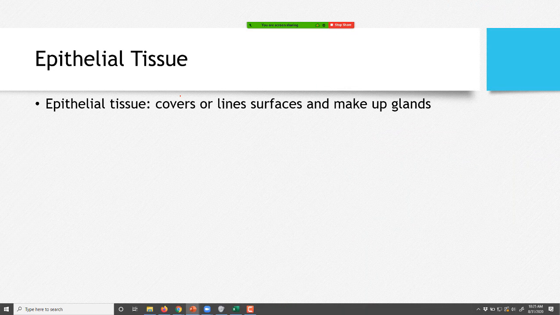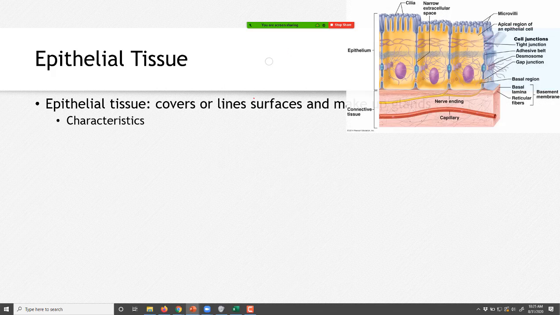Okay, so let's first look at epithelial tissue. We have 4 different types of tissue, and we're looking just at epithelial tissue for right now. This covers and lines the surface of our organs, and it also makes up our glands as well. We'll talk about the glands later on. Here are some of the characteristics. First of all, there is little to no extracellular matrix. Remember, extracellular matrix is the stuff outside of the cell. So there's not going to be that much stuff outside of the cell. When you look under the microscope, you're going to see a lot of cells and not so much space in between those cells.